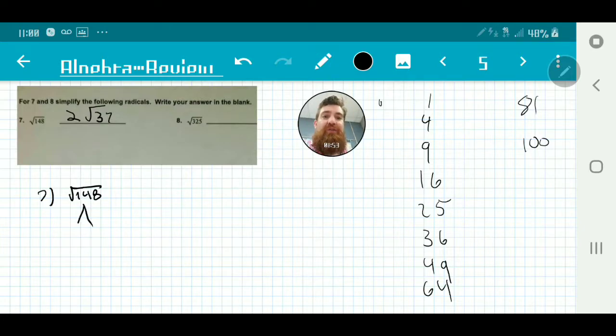One of those factors is a perfect square. 148, you can break it down into the product of 4 times 37. We know that 4 is a perfect square. It's on the list over here. And we know what the square root of 4 is. The square root of 4 is 2.